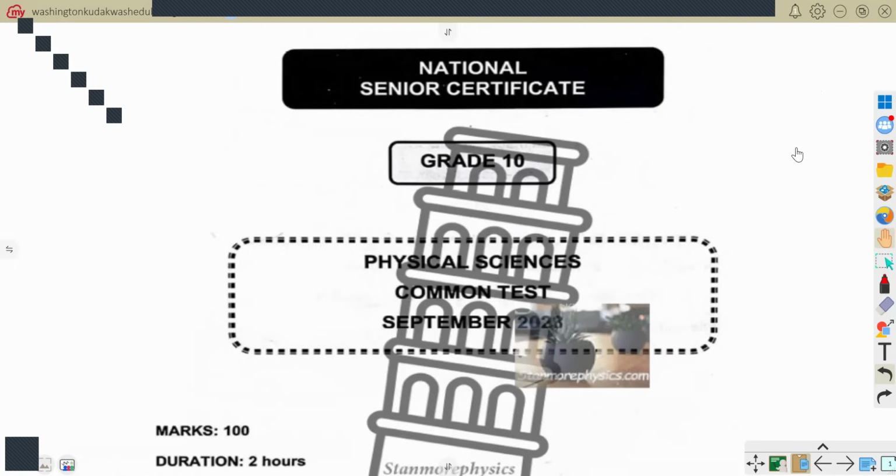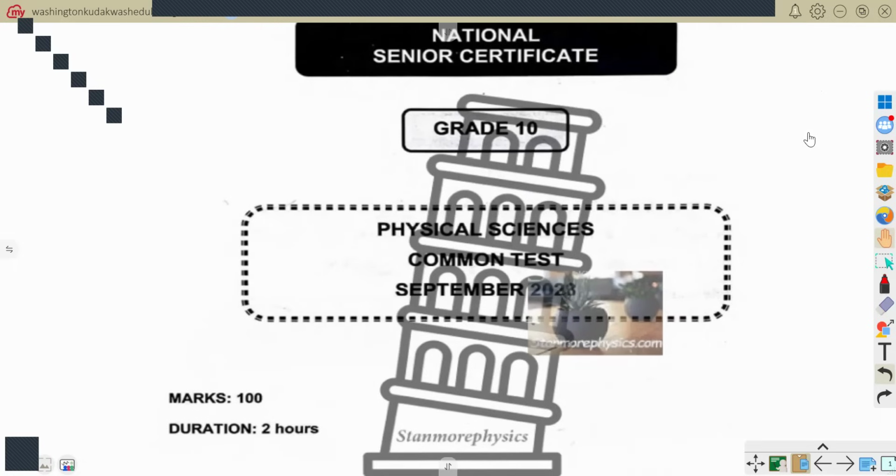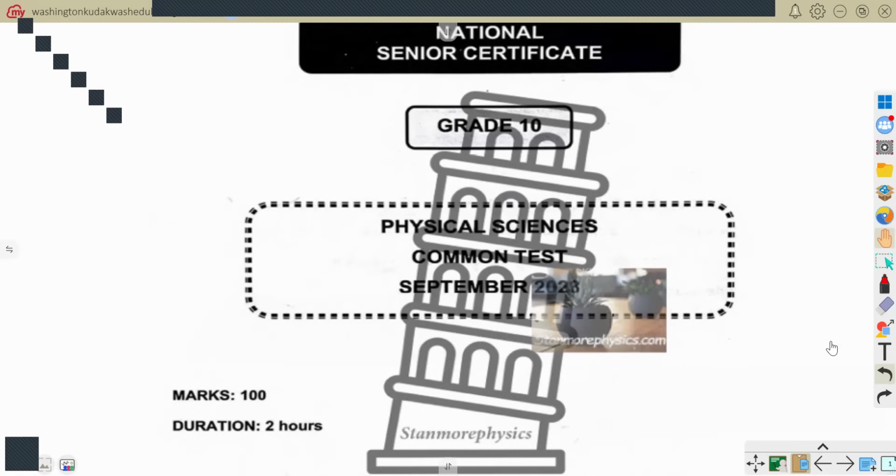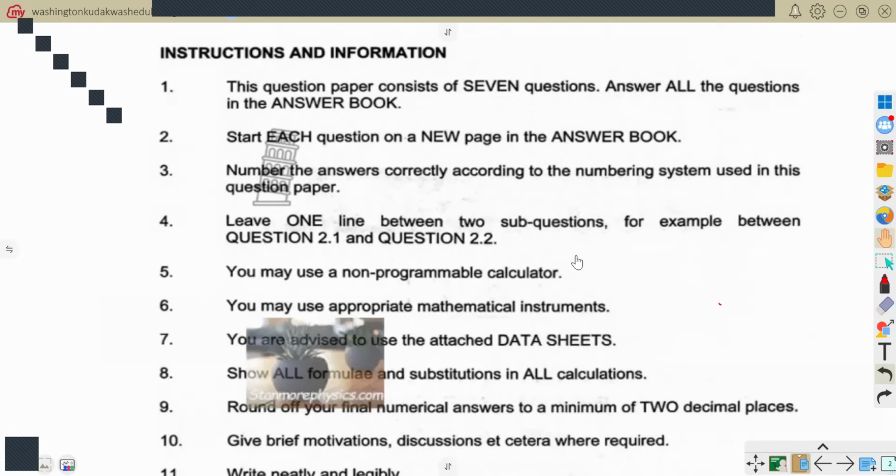Today, I want us to do a question paper from KwaZulu-Natal Province, which is a paper from the Department of Education. This paper was a common test which was written in September 2023, and it was for 2 hours with 100 marks. And you can see that there were some instructions that were given to learners.